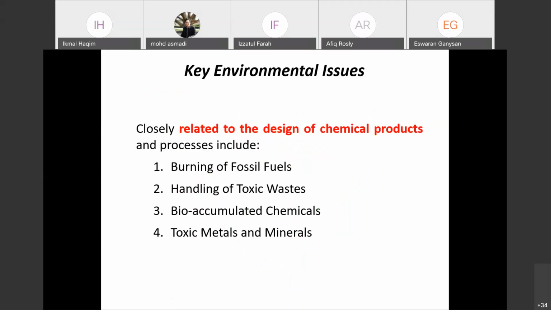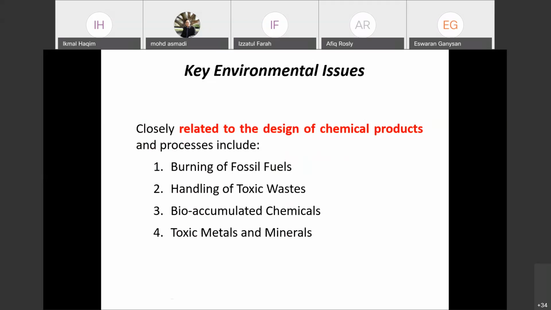And there are key environmental issues. This is the list which is related to the design of chemical products, and is really closely related with the process or chemical product design: burning of fossil fuels, handling of toxic waste, bioaccumulated chemicals as well as toxic metals and minerals.